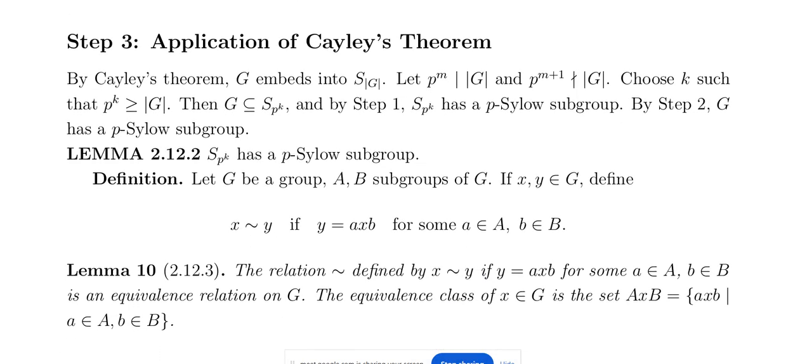Now the application of Cayley's theorem, from the last class. G embeds into S of order G. Let P power m divide the order of G and P power m plus 1 not divide the order of G. Choose k such that P power k is greater than or equal to the order of G. Then G is a subgroup of S P power k, and S P power k has a P Sylow subgroup. This is a very important result.